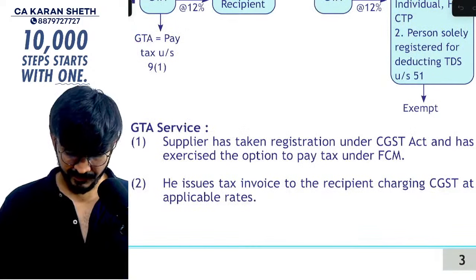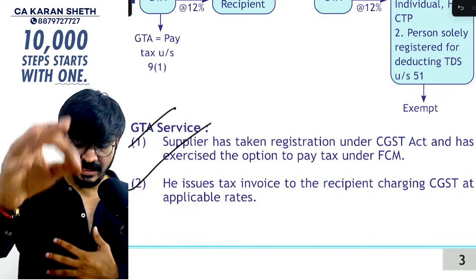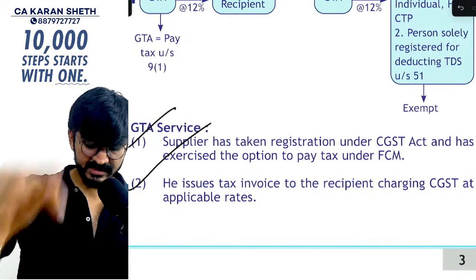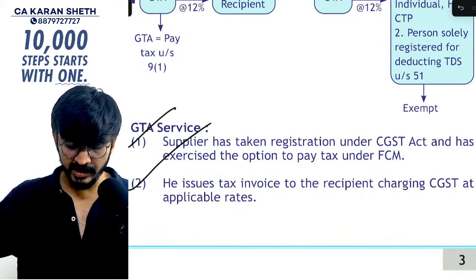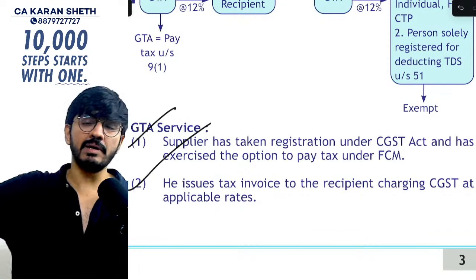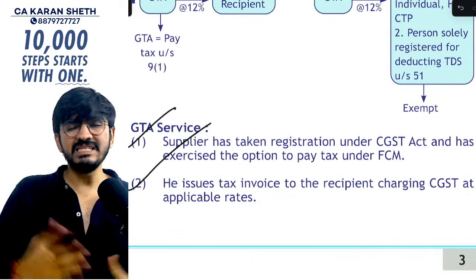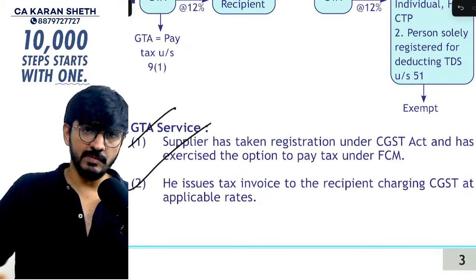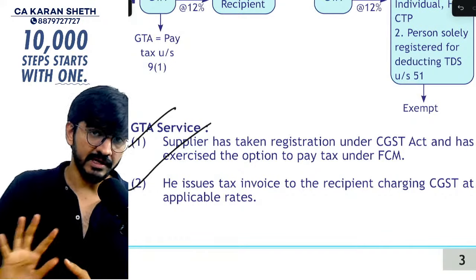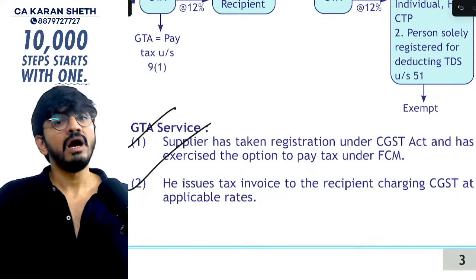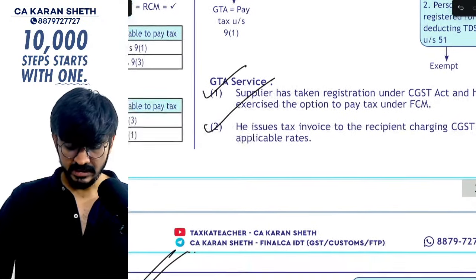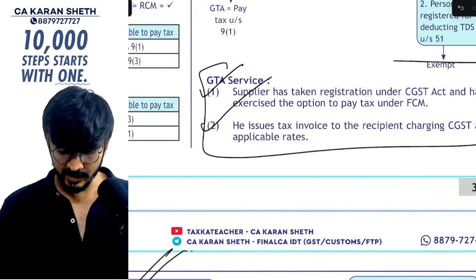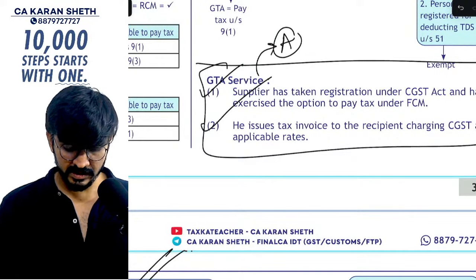If you can check, the supplier has taken registration in the CGST Act and has exercised the option to pay taxes in the FCM. He issues a tax invoice to the recipient charging CGST at applicable rates. CGST as in both CGST and SGST, because in the SGST Act SGST will be written. Simple? Correct? Yes. So this line has been added, which was missing before. So this is the amendment.